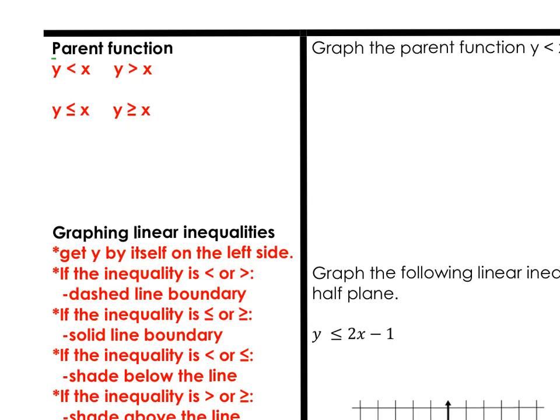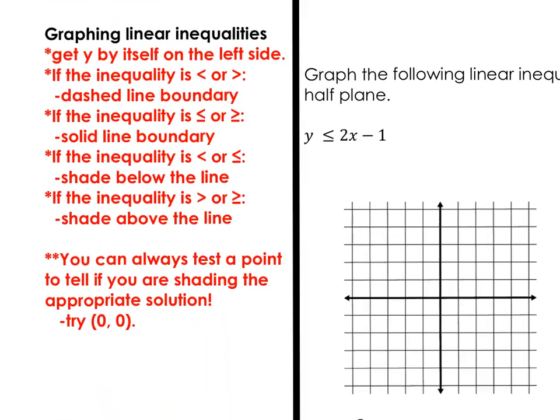Technically, there are 4 different types for the parent function. We can have y < x, y > x, y ≤ x, or y ≥ x. Our goal is going to be to recognize how to differentiate the number line versus a coordinate system. Now, as you look down below, I've got quite a bit to write here.